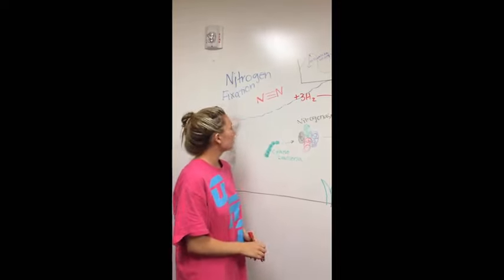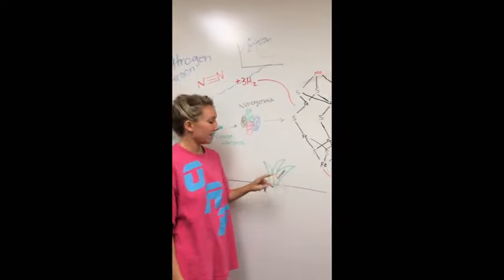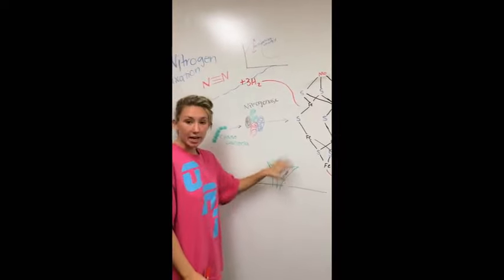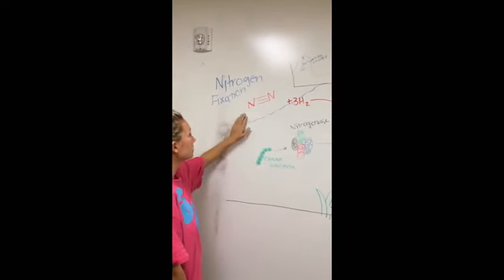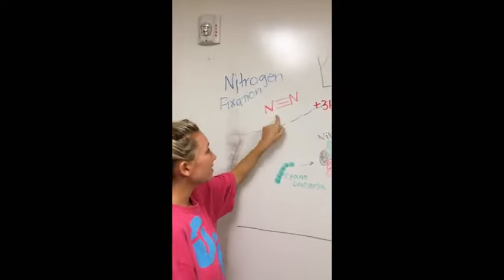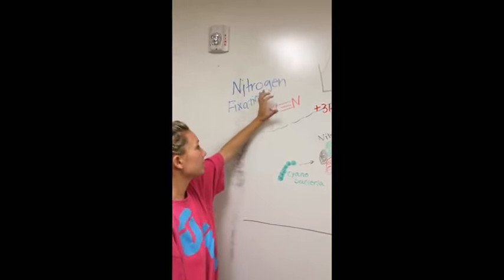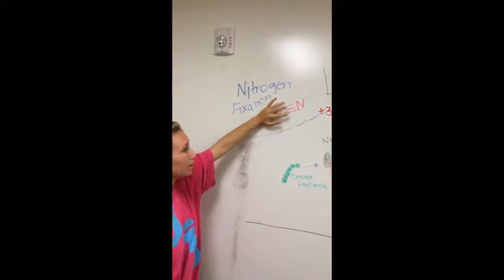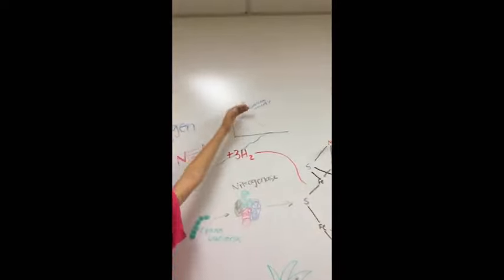Nitrogen is one of the most important elements for living things because it makes up a lot of DNA, RNA, and a lot of other genetic material. Unfortunately, in the atmosphere, it exists as dinitrogen gas, and this is one of the most difficult bonds to break in nature because it's a triple bond, and it has an extremely high activation energy.